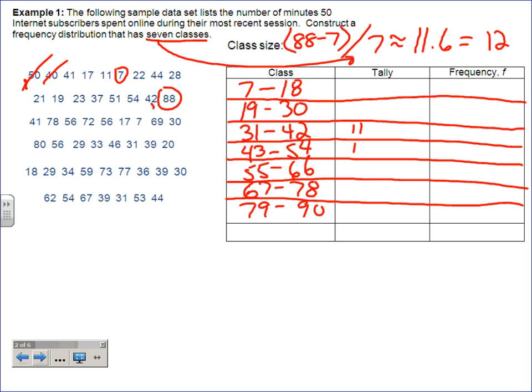41. Right there. 17. 11. Same spot. 7, same spot. We're having a run here. 22, right there. 44. And you just keep going. 28. 51. Now where's 19 go then?